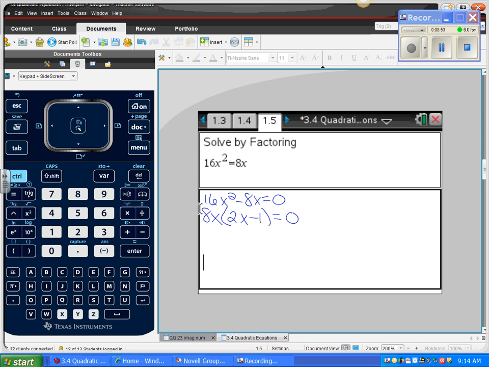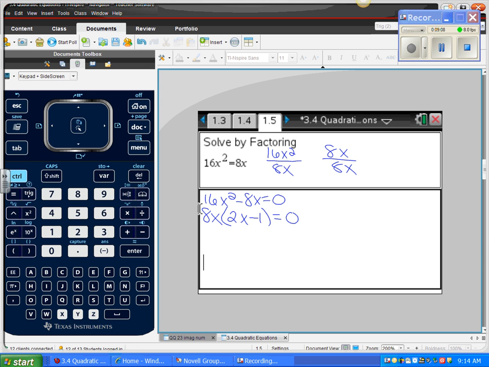Why don't they just cancel out? Okay. What's anything divided by itself? How did I get 2x? 16x squared divided by 8x. It's 2x.